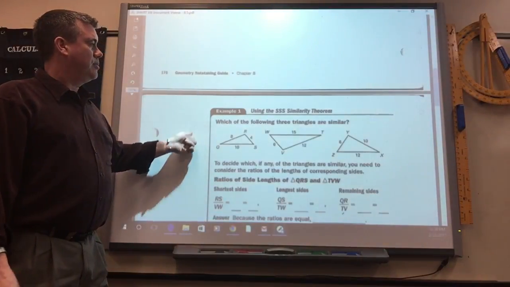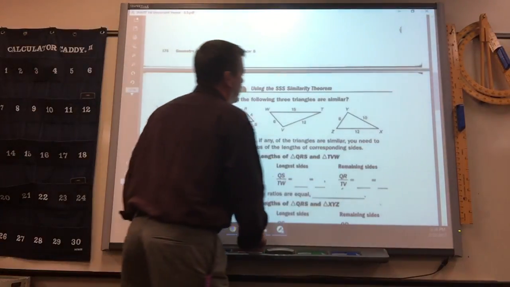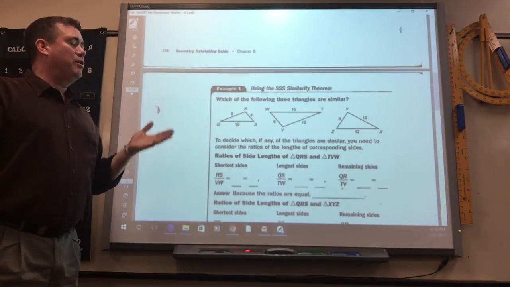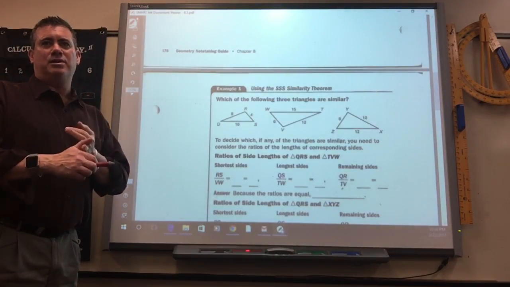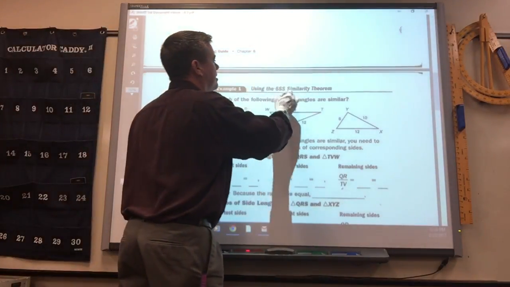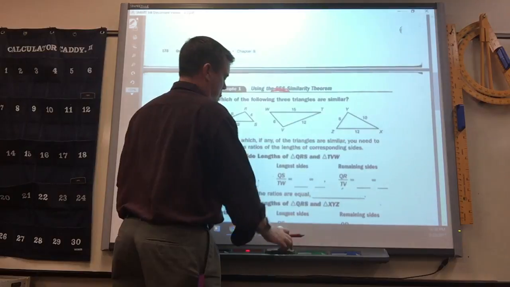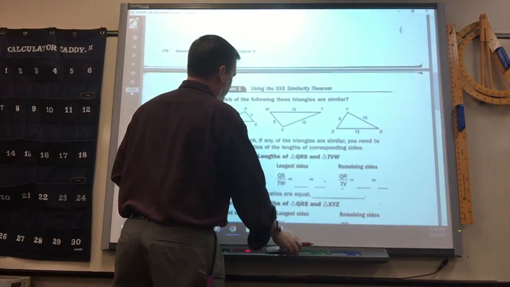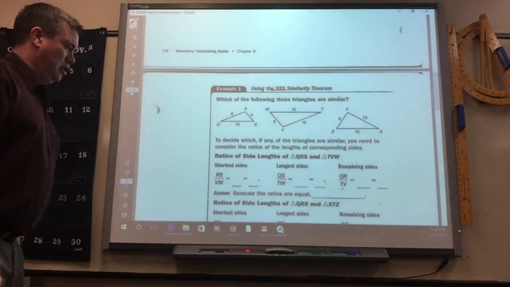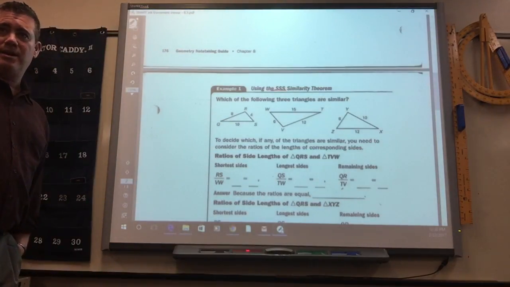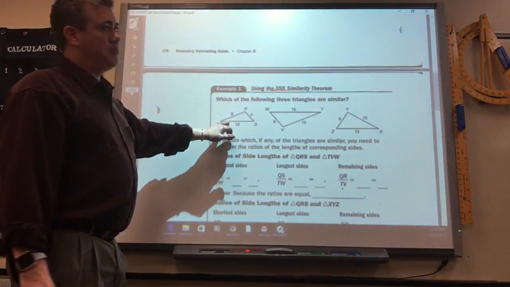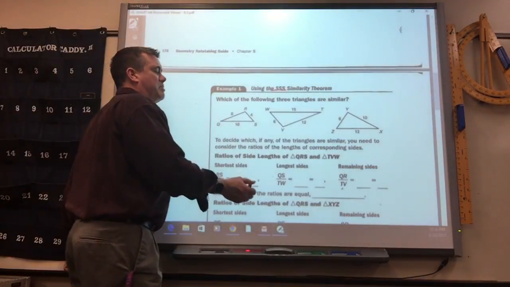So here we got three triangles. Two of them are similar. You got to figure out which two. Now we don't know any angles, so angle doesn't work, and neither does side angle side. So we got to check SSS. Now these you can kind of look at to see which ones you think they are, and then just figure it out. To me, it looks like it'd be these two. So you got to find the proportions.